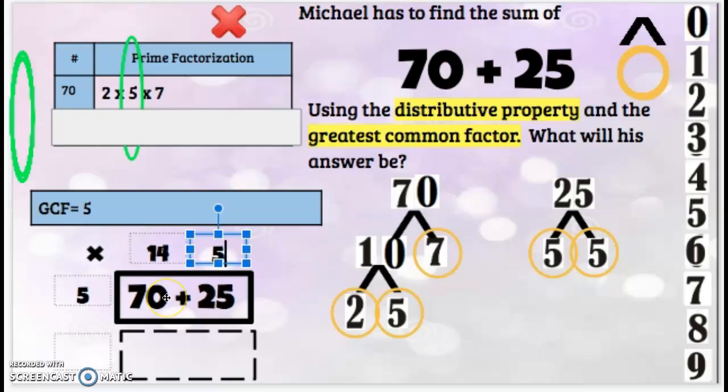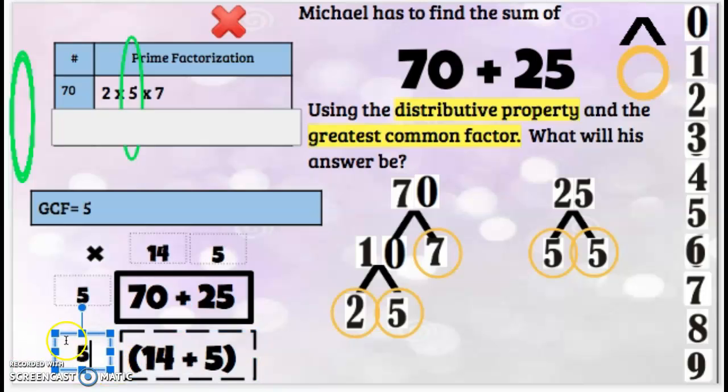So now what's in the box? I just put what's up on top inside this box. So it's 14 plus 5. And I put parentheses around those, and I bring down my 5. So my distributive property would be 5 parentheses 14 plus 5.